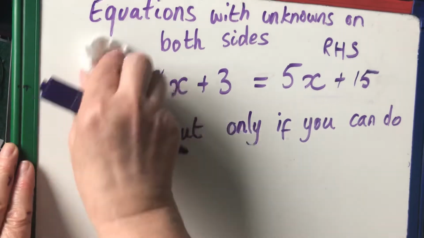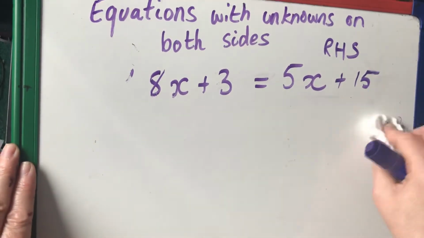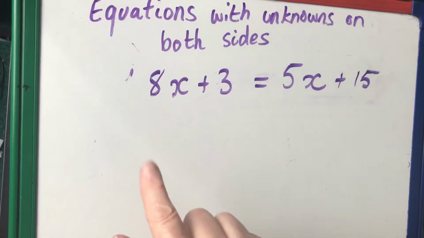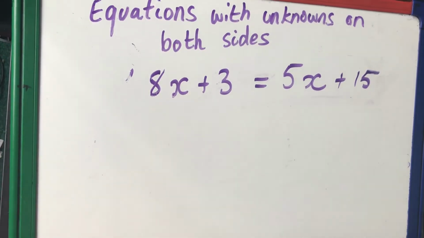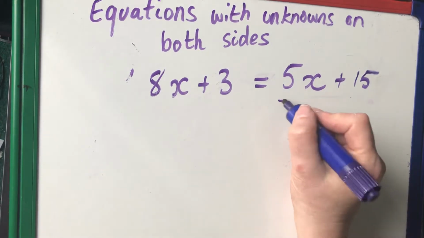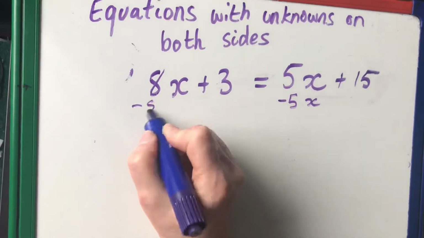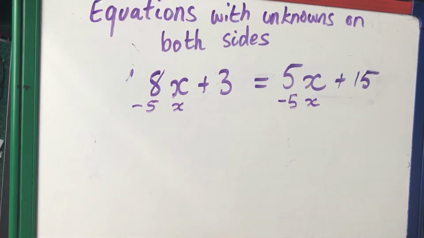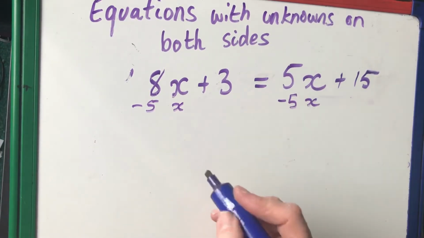Let's solve this equation with the unknowns on both sides. First thing to do, get rid of the smallest value for x. Over here I've got 8x and over here I've got 5x, so 5x is the smallest. So I'm going to subtract 5x from both sides. Bit of simplifying again. If you can't simplify, watch the video on that. If you can, you'll know what I'm talking about.